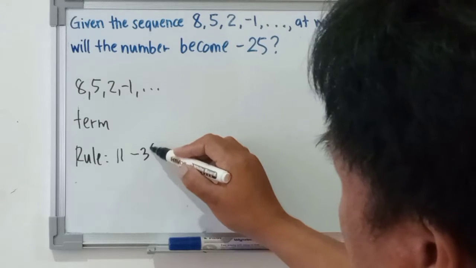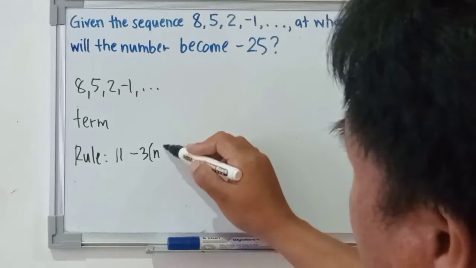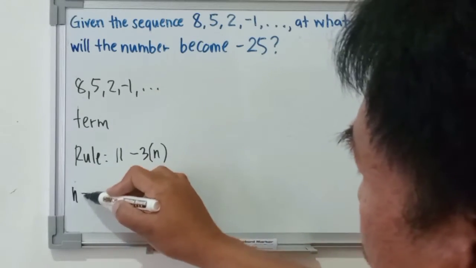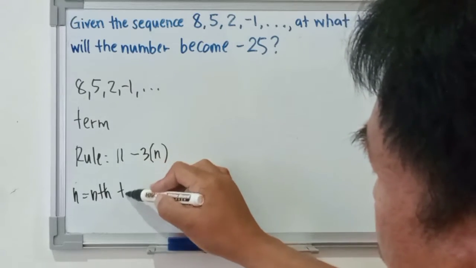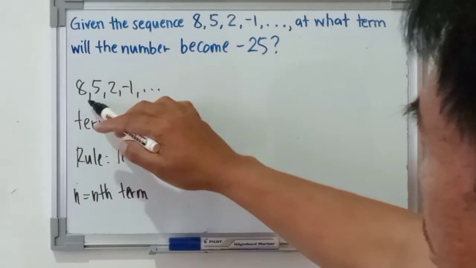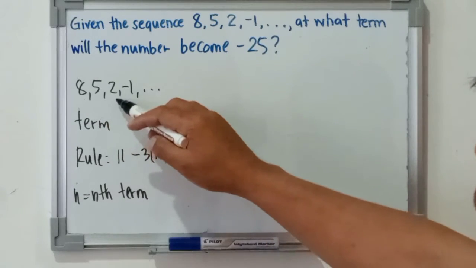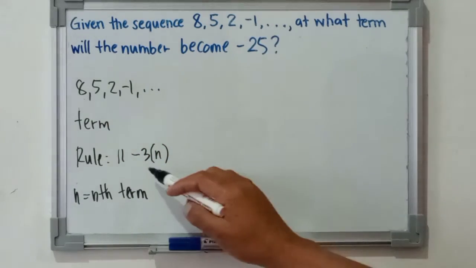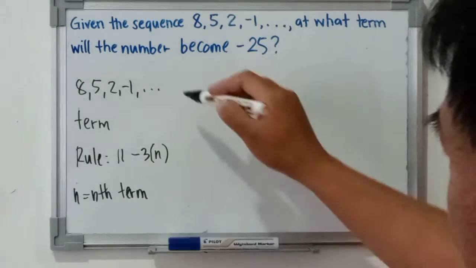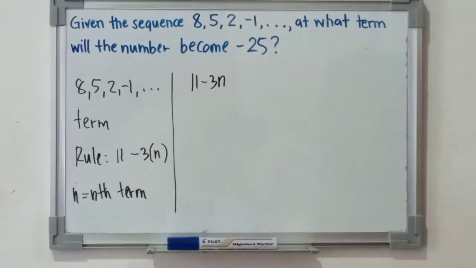So let me multiply this -3 by the variable n, and this variable n is the nth term. Remember that each number here is called a term. This is the first, the second, the third, the fourth, and so on, and let it be represented by the variable n. So this is our rule: 11 minus 3n.